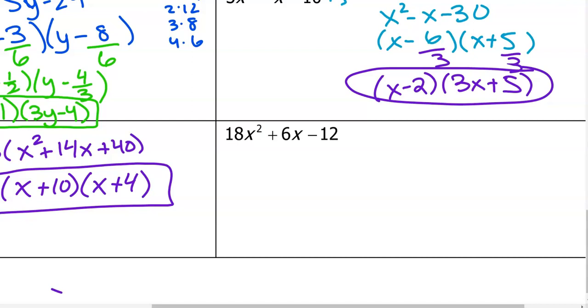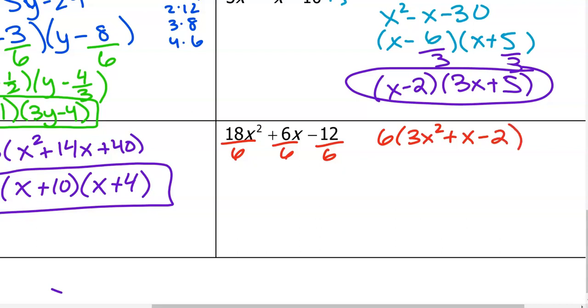But is that going to leave me with just an x squared in the beginning? No, but it does reduce it. 3x squared, keep going, plus x, because they're all divisible by 6. 18, 6, and 12. So the n becomes what? Negative 2.